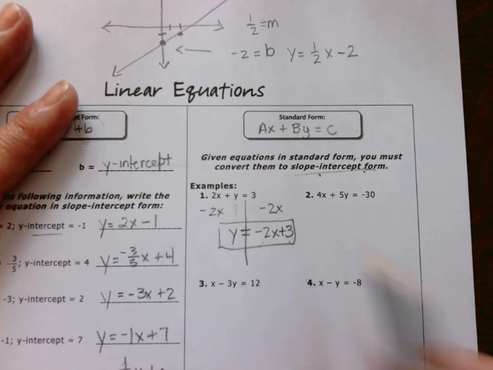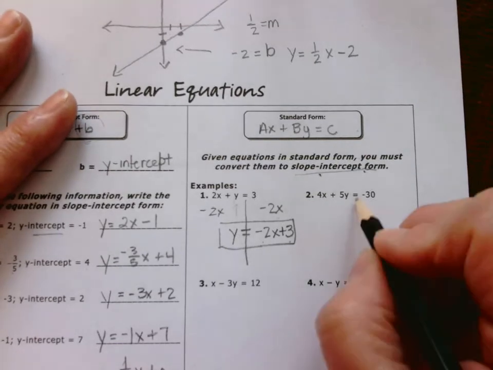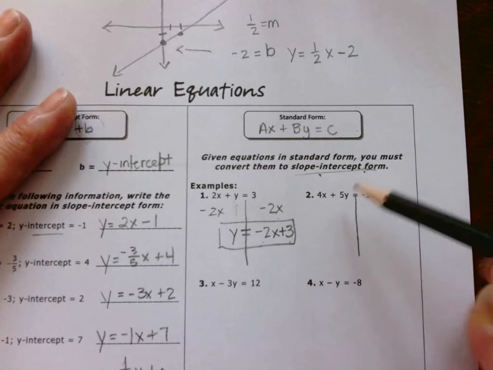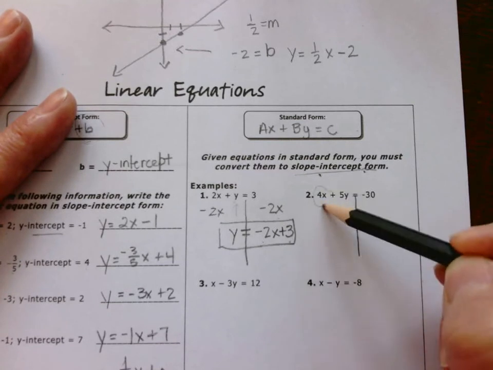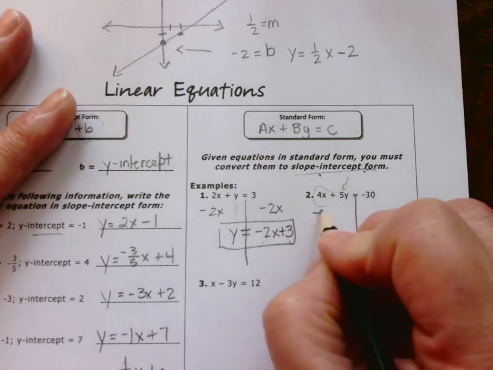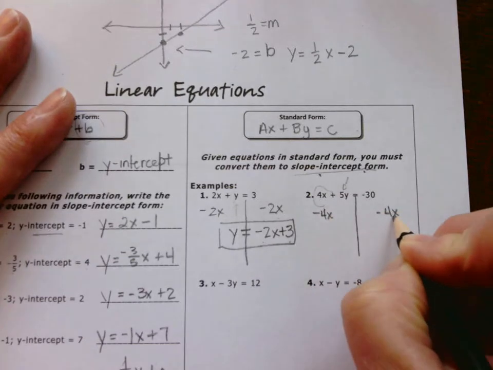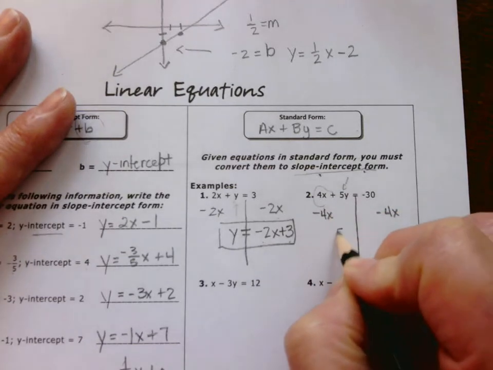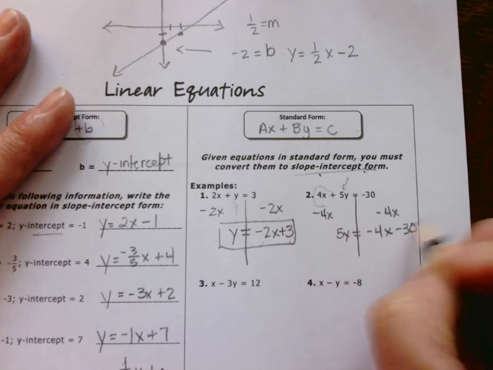Let's do number 2, because it's a little bit more complicated. We actually have to do 2 steps in number 2. In order to get y isolated on the left side of the equation, I'm going to have to subtract 4x, but I'm also going to have to divide by 5. So let's go ahead and subtract 4x, and we end up with 5y equals negative 4x minus 30.